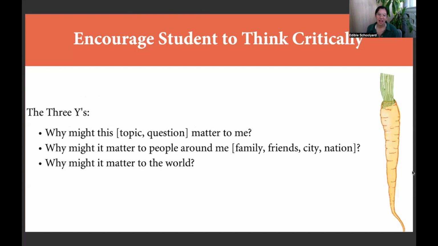Great. And then finally, there's an activity called the three whys, which is really getting students to think about the topic in relation to themselves. What might this topic mean for me, for them? Why might it matter to the people around me, my more immediate world, your family, friends, maybe your city, maybe your school, your class? And then finally, why might it matter to the world? What does this mean beyond who I interact with daily? What does it mean for the broader world?